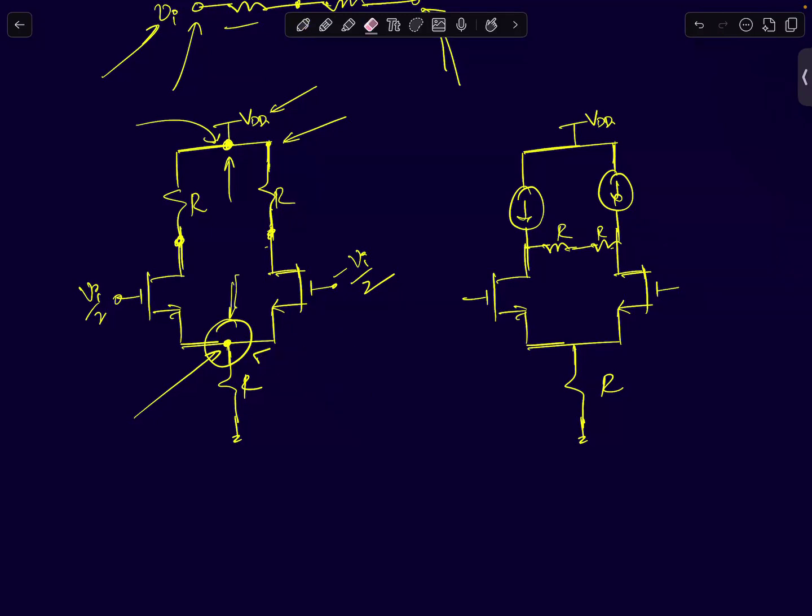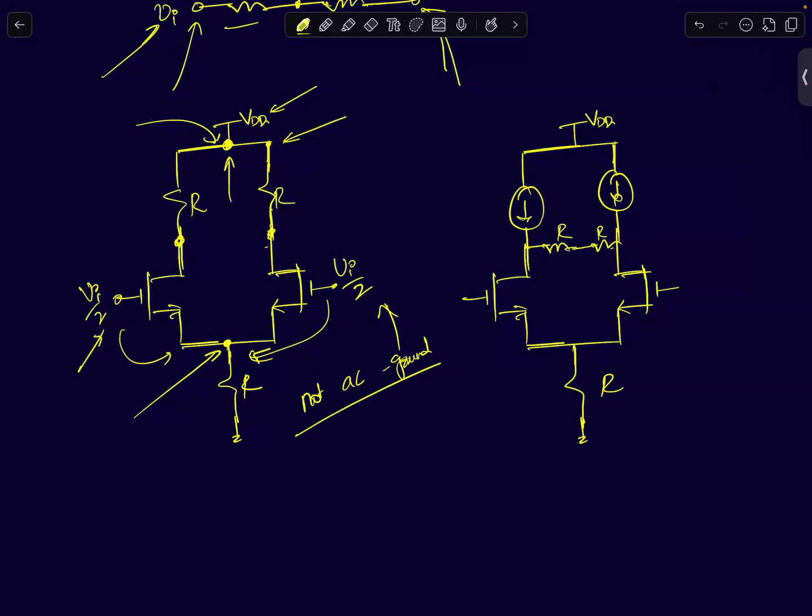Now, for example, let's assume I apply two sinusoidal signals of the same polarity, Vi by 2 and Vi by 2. Do you think this will go to ground? If you apply a common mode signal? No, right? It won't go to ground, because if you ignore channel length modulation, you can treat it like two source followers. So this is not an AC ground.